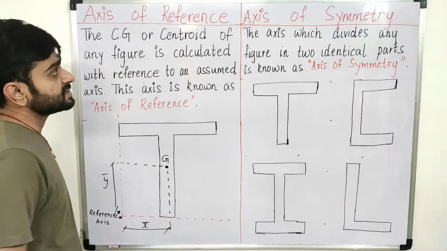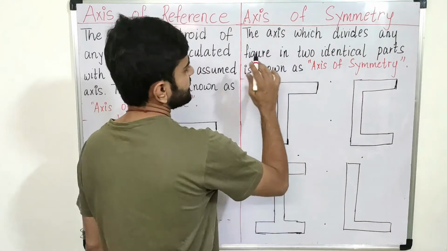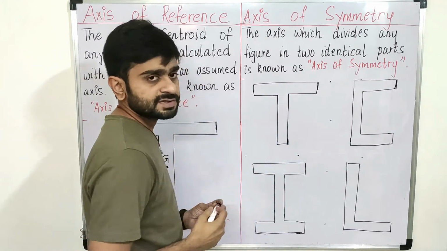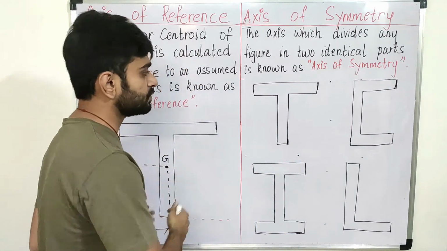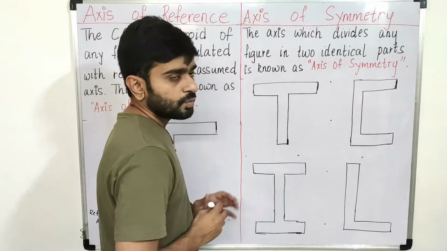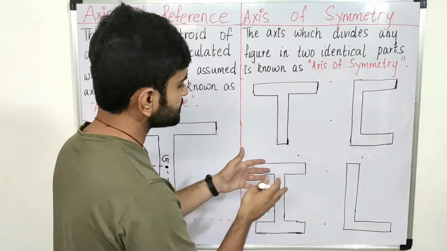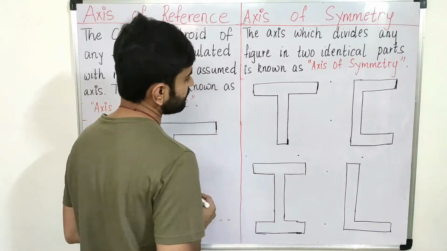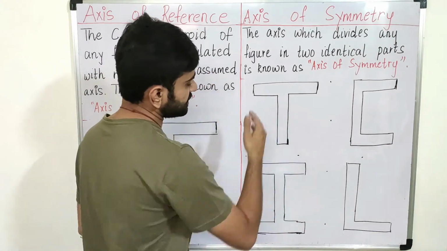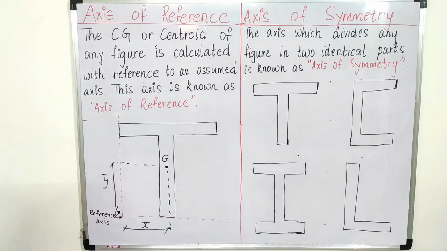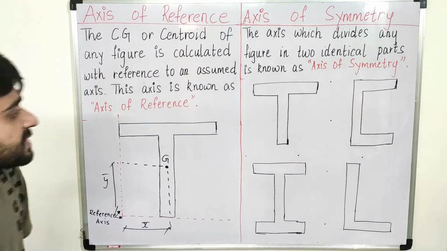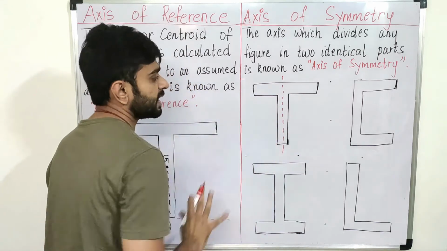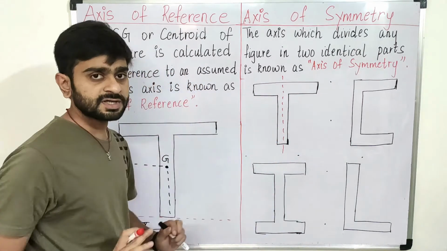Now our next task is axis of symmetry. The axis which divides any figure into two identical parts is known as axis of symmetry. This one is quite easier compared to axis of reference. What we are looking for is to divide these cross sections or shapes into two identical parts. Suppose we want to divide this T section into two identical parts, then we draw a vertical line along the y axis. This is our axis of symmetry for this particular T section.